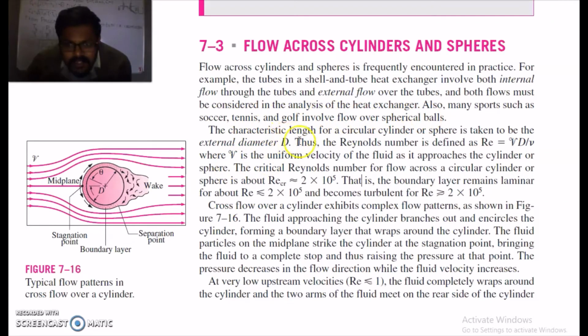In this case, to calculate the Reynolds number, we will consider the external diameter as the characteristic length. So the Reynolds number in this case is equal to Vd upon viscosity, where V is the uniform velocity of the fluid as it approaches the cylinder. The critical Reynolds number for flow across a cylinder is about 2 times 10 raised to 5. So the boundary layer remains laminar up to this number, and above this it will become turbulent.